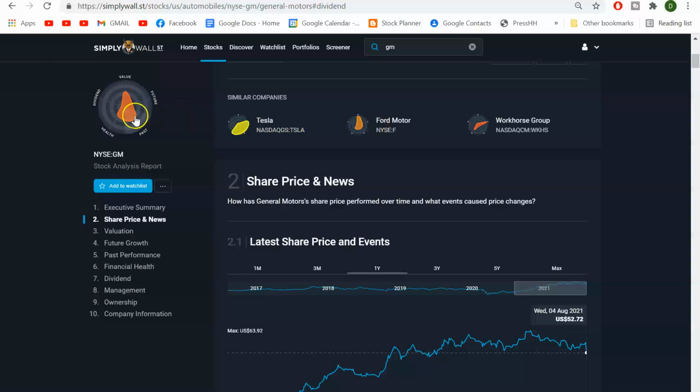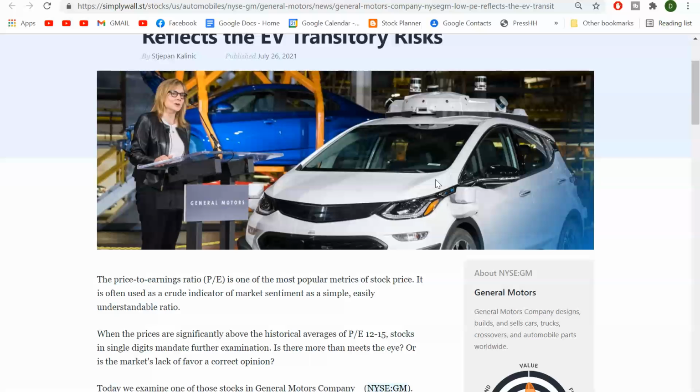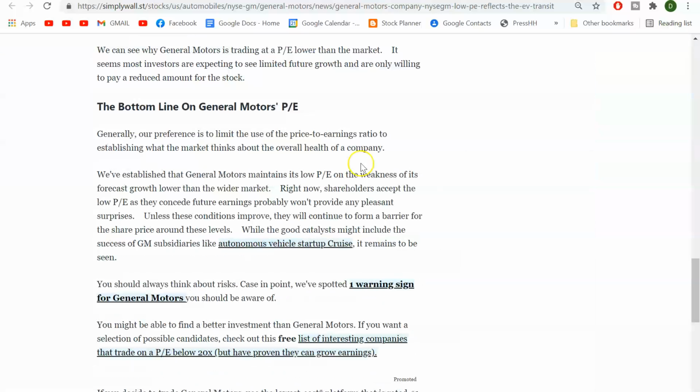It does compare similar to Ford, which I was hot on last month. And this is Tesla, with a little more green in it. It's got good future growth as well. And this is Workhorse. That's even worse. They're going to have some transition issues with the chip shortage and going into the electric vehicle market, as I alluded to. They have some challenges, and this analyst is predicting that the future growth is not going to be pleasant.